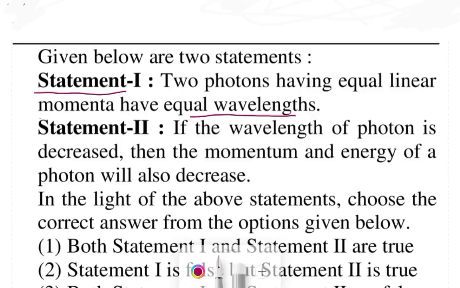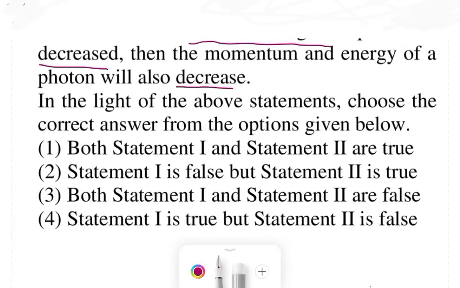And statement number 2 says if the wavelength of a photon is decreased, then momentum will also decrease. So in the light of the above statements, choose the correct answer from the options given below. Statements 1 and 2 are true. Statement 1 is false, but statement 2 is true. Statements 1 and 2 are both false. And 1 is true but 2 is false.